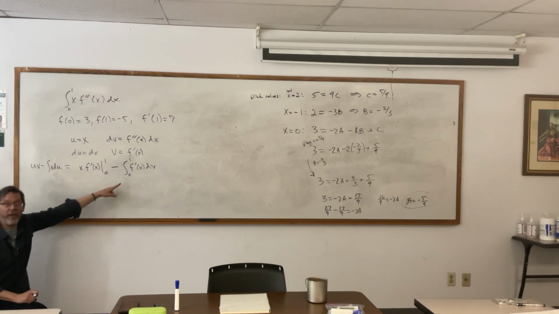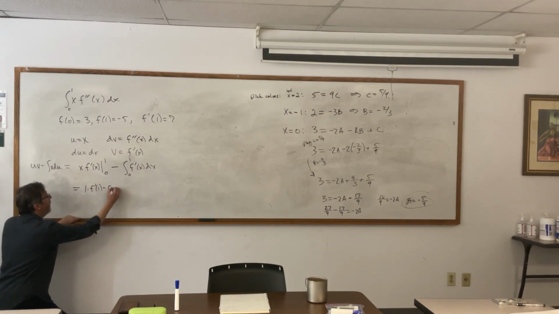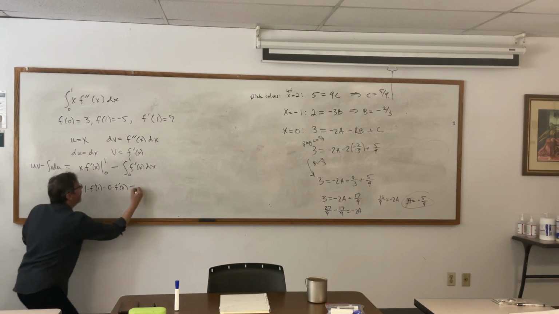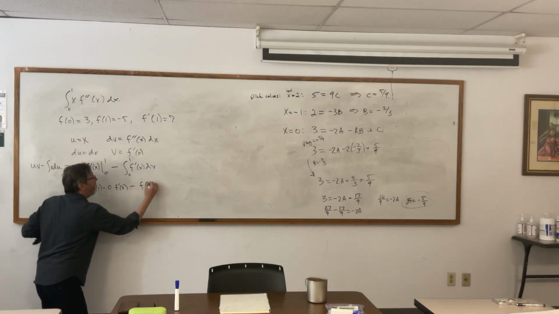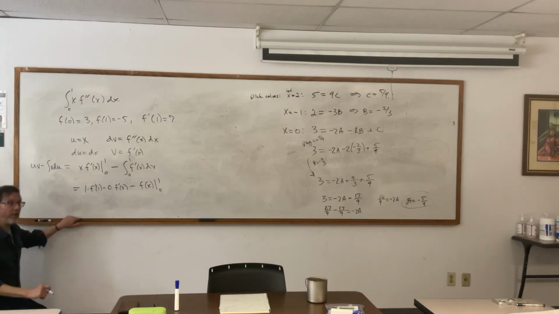Yeah, beautiful. So then this just becomes f of x from 0 to 1. So this is 1, f prime of 1 minus 0, f prime at 0, minus, just like Sophie said, f of x from 0 to 1. And I actually do know both those values as well. So I can rock that out.